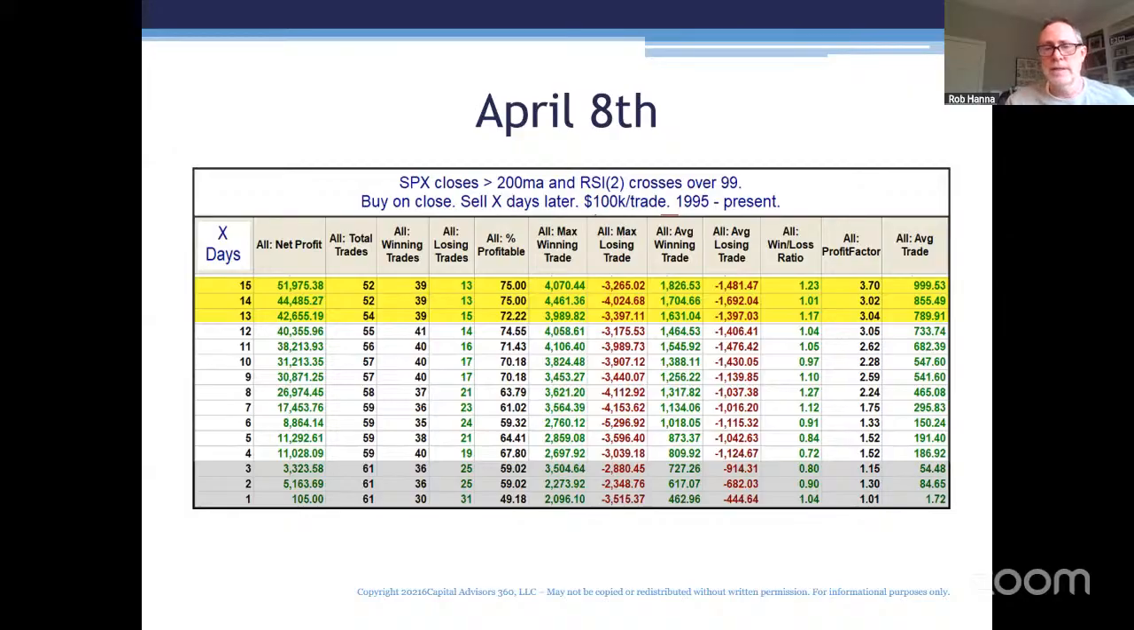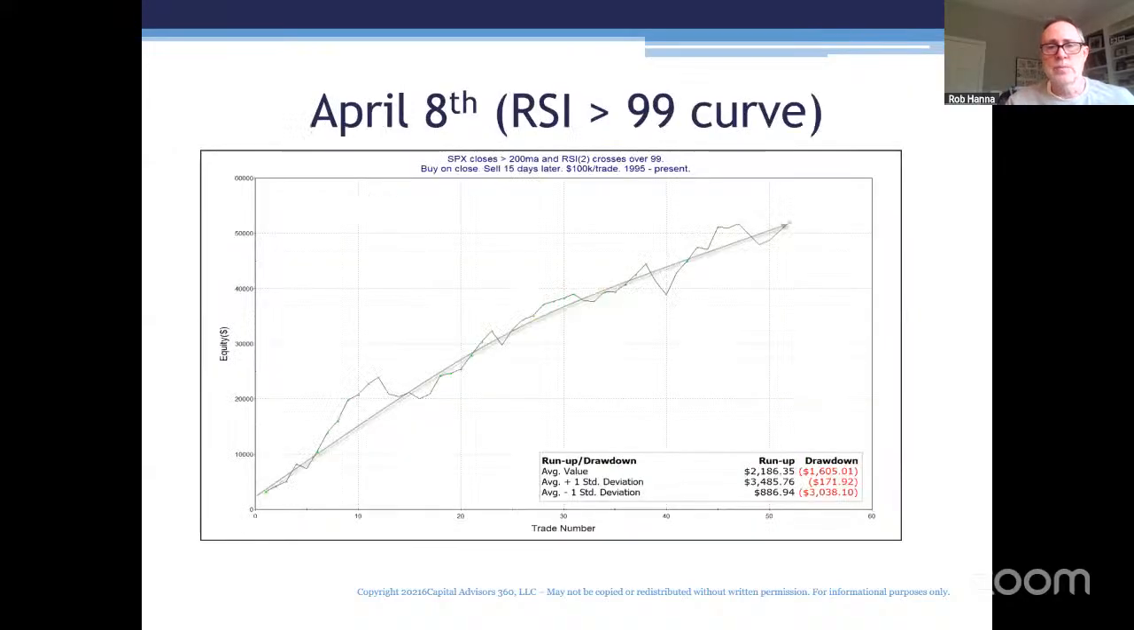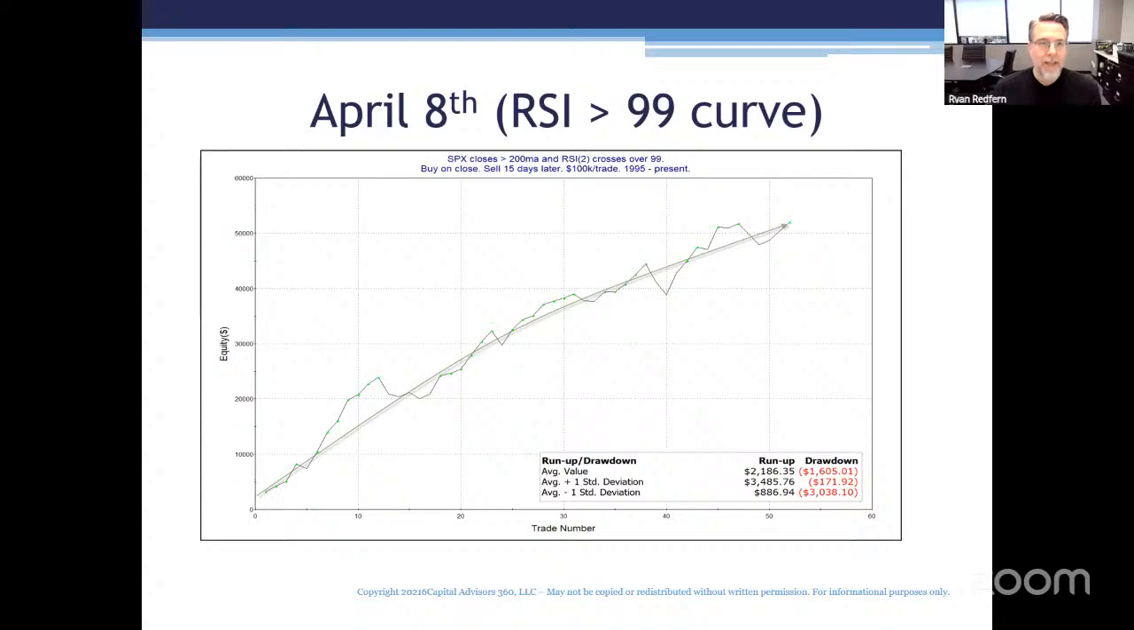And then here's a profit curve of a 15-day hold. So you can see that it's been pretty smooth over time. That really overbought RSI2 means we're probably continuing to go higher.